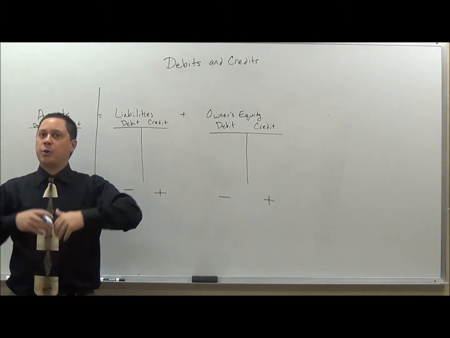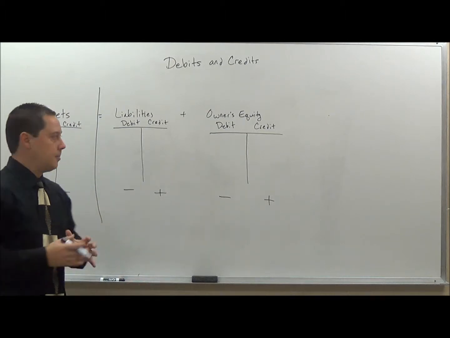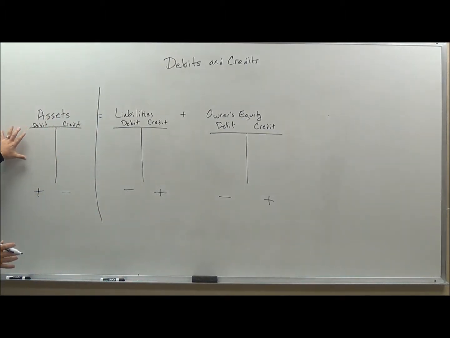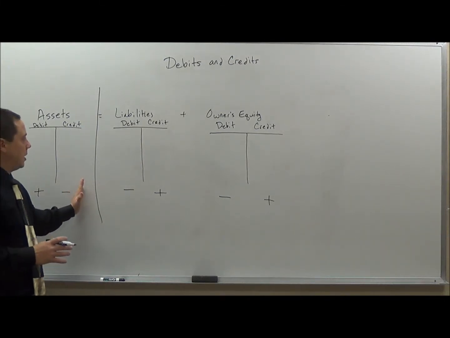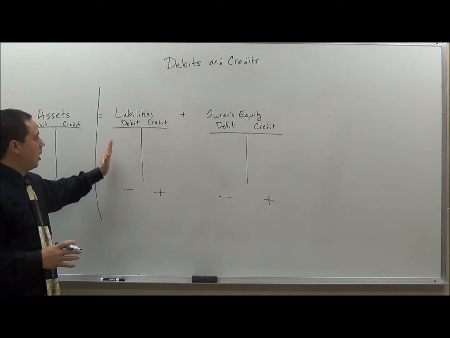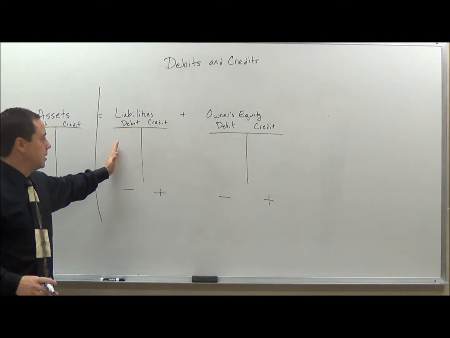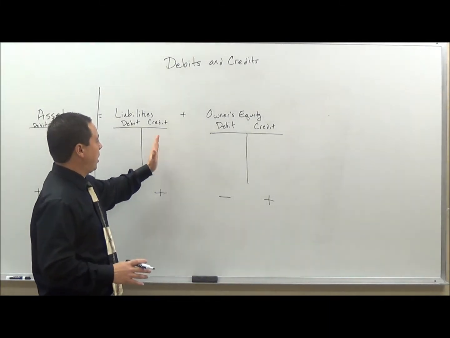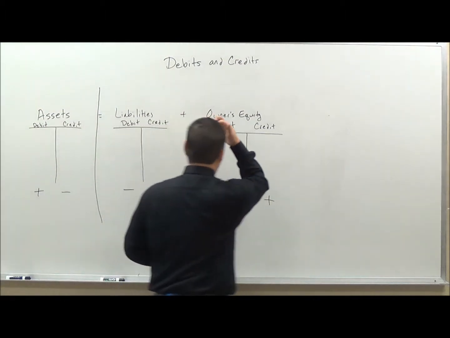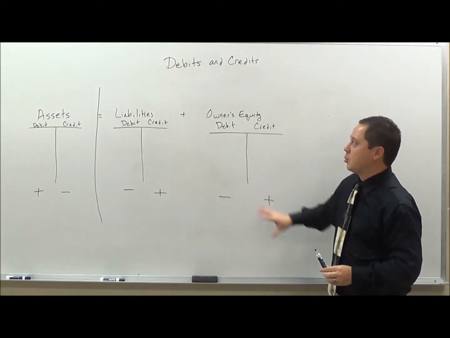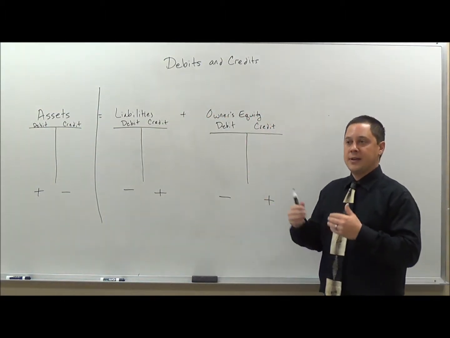So that's why if you just remember credit cards and debit cards, it may confuse you. But I want you to remember that on the left side of this equation, a debit will increase and a credit will decrease. And then on the liability side here, a debit will decrease it, and a credit will increase it. Same goes for owner's equity. If you remember this information, this will really help you in understanding debits and credits.